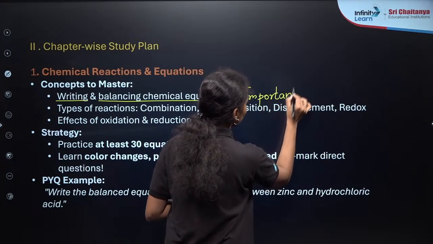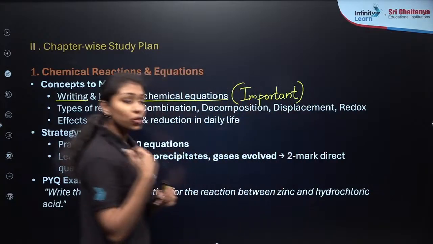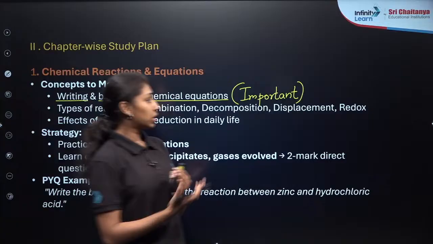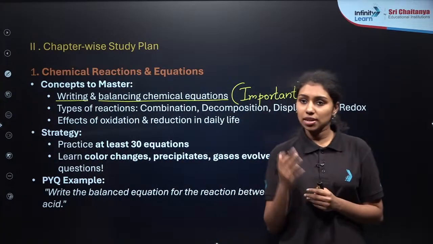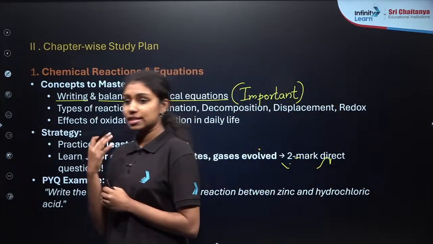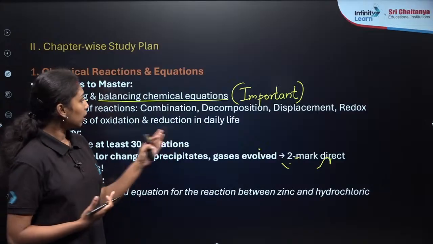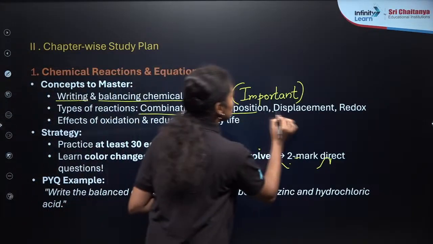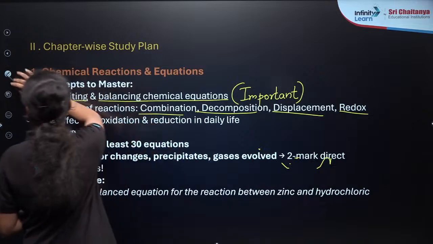Then, while discussing the previous year questions, we have already seen the types of chemical reactions, right? Types of chemical reactions including combination, decomposition, displacement and redox reactions. These are very important. Many times CBSE has repeated questions from these types of reactions only, that is combination, decomposition, displacement and redox reactions.